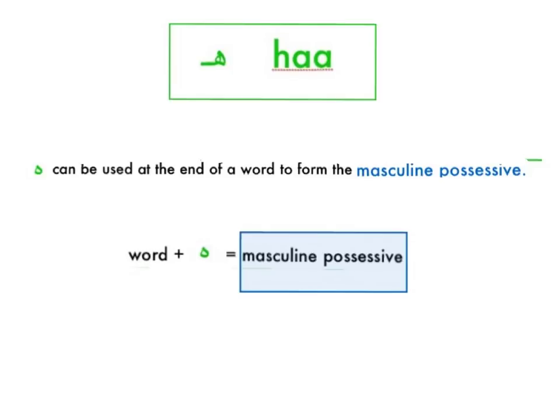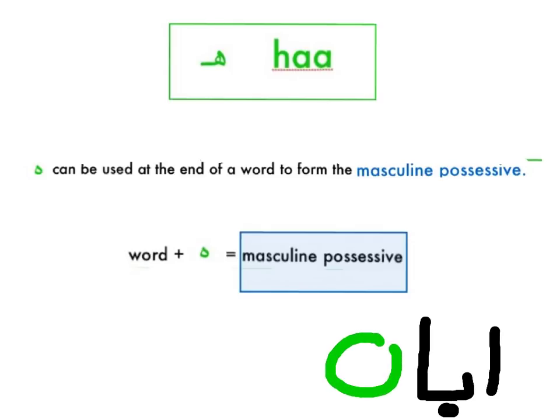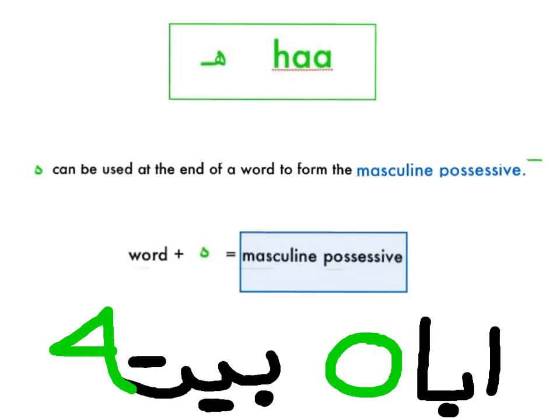You might also see ha at the end of a word in independent form, acting as a masculine possessive. For example, the word abahu. Like this, we have here aba, and then we add ha, and it becomes abahu, which means his father. So here we have again the ha in independent form, which acts as a masculine possessive in the word abahu, and we can also have it in its connected form in the word beituhu, his house.